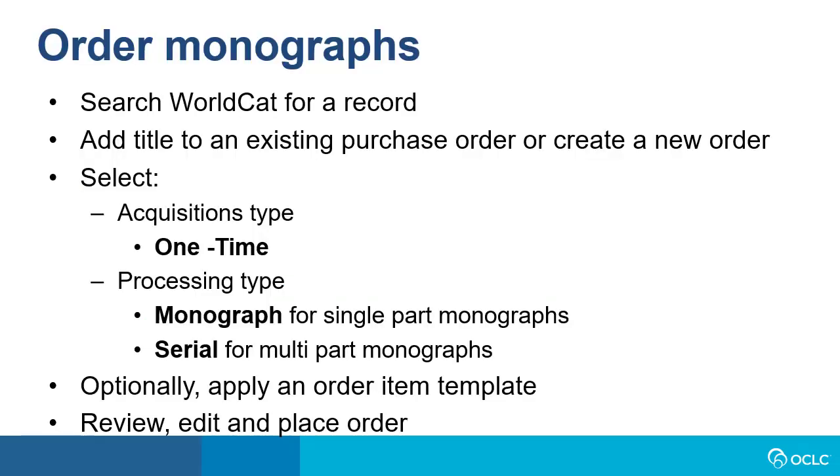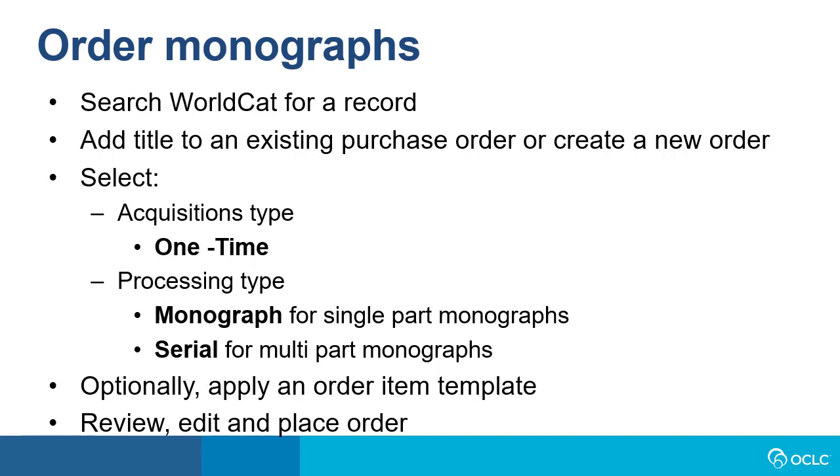To start out, you'll need to first search for a record in WorldCat for the item you wish to order. If a record doesn't exist in WorldCat, you'll need to create a record, which can be a brief-level record, to use for ordering. This can later be upgraded after you've received the item to a full-level, more complete record.